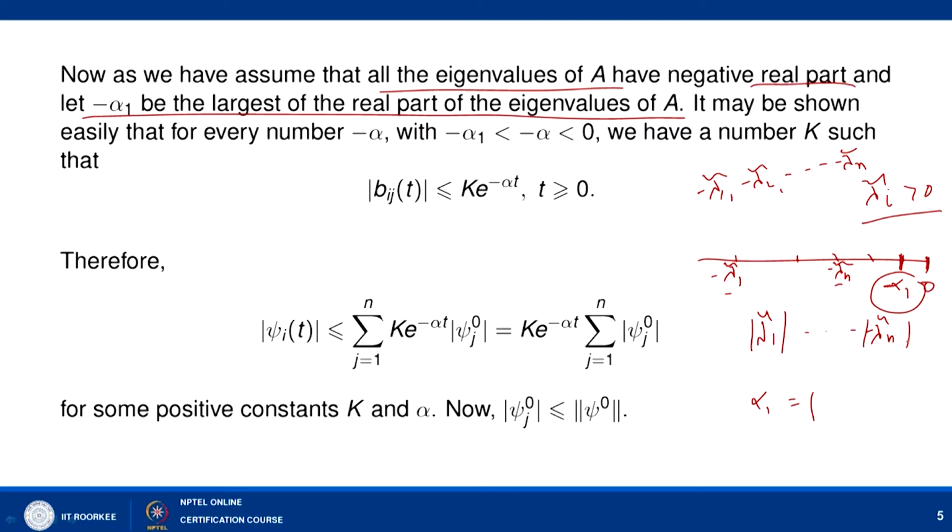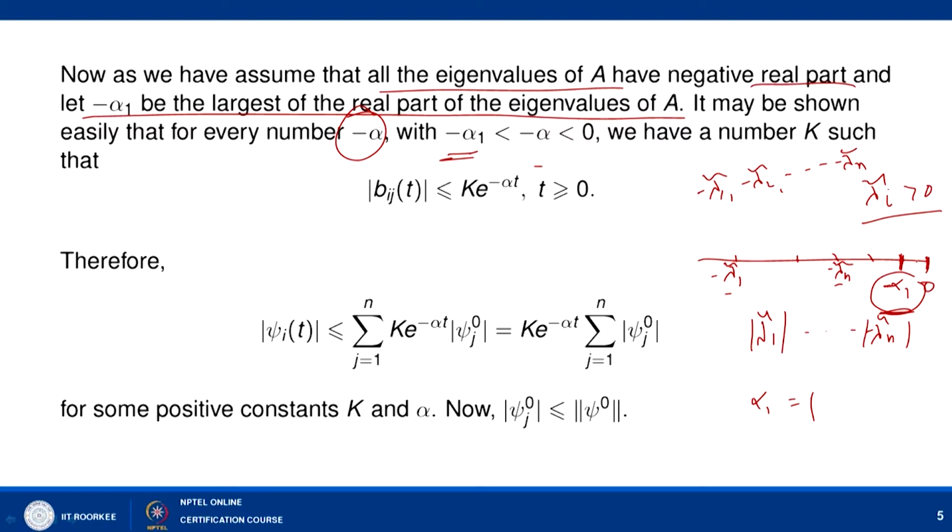So, now corresponding to this minus alpha_1, let us choose one more number alpha such that minus alpha_1 is less than minus alpha, which is less than 0. So, first we take all the eigenvalues, arrange the real parts of the eigenvalues in this manner, and choose the largest negative real part as minus alpha_1. Corresponding to this minus alpha_1, find one more number minus alpha such that minus alpha_1 is less than minus alpha, less than 0.